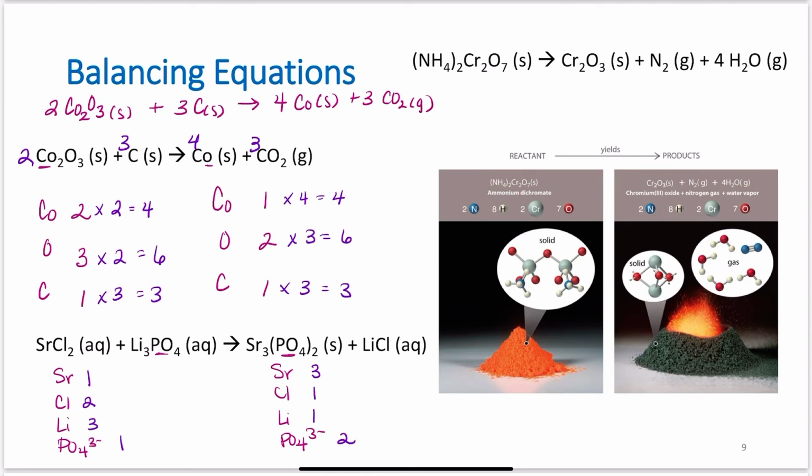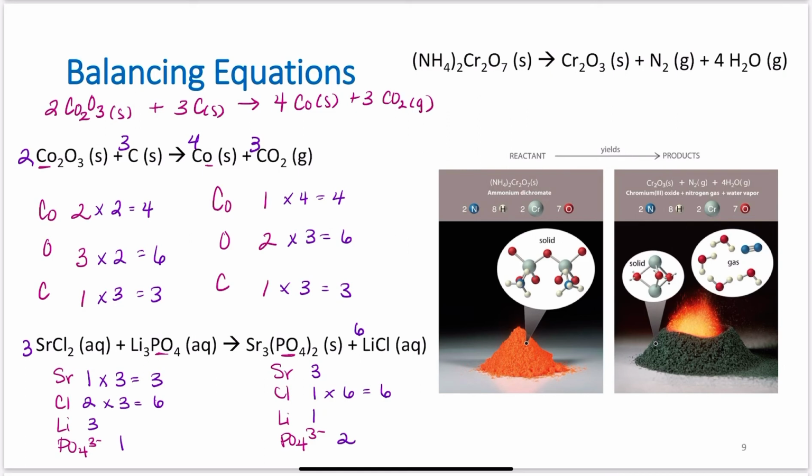So first, let's look at strontium. I've got 1 strontium on my reactant side and 3 on my product side. So I'm going to go ahead and multiply this by 3 to give me 3 strontium on each side. When I do that, that also multiplies my chlorides by 3. So now I have 6 chlorides on my reactant side. Let's balance out my chlorides. I have 6 on my reactant side, so I'm going to multiply this by 6 on my product side, giving me 6 chlorides on each side.